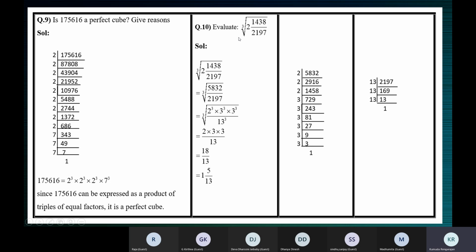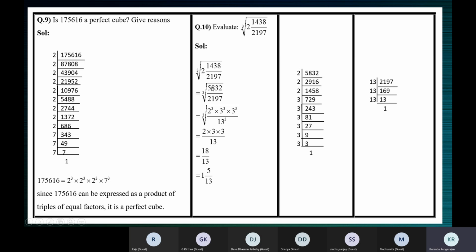Let's have a look at this also, children. Evaluate. There's a mixed fraction under the cube root. Evaluate cube root of 1438 over 2197. To find the cube root of this mixed fraction, we need to first convert the mixed fraction to its improper form. Then find the cube root.